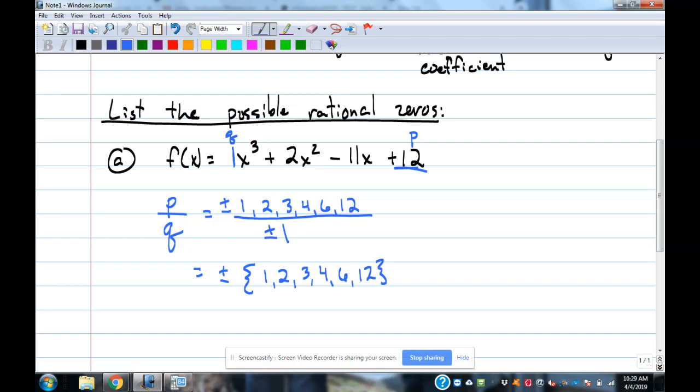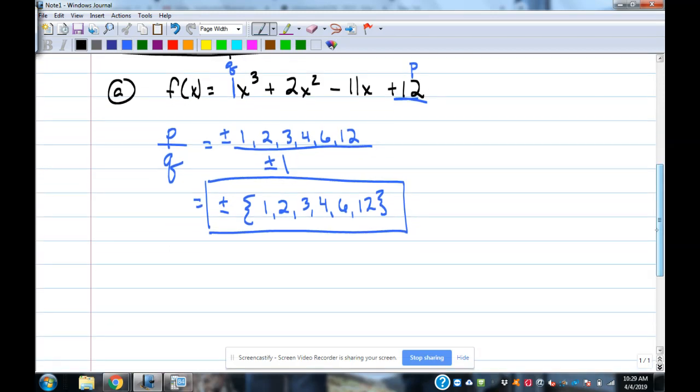Okay, and then we're going to do something with that in just a little bit. So this is your P over Q list, your possible rational zeros list. That's what we've created there. I'm going to show you in a little while what we're going to do with that. So I want to be able to build that list first, and then we'll do something with it in a minute.